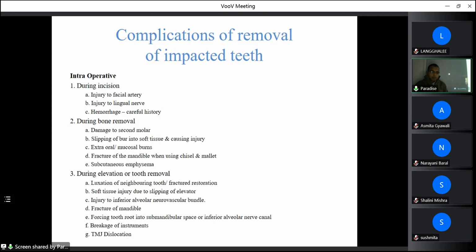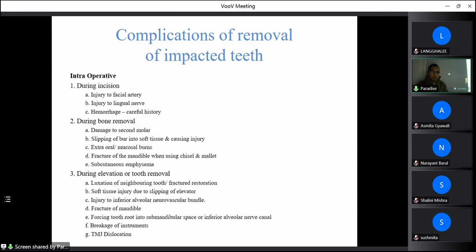Next is slipping a bur into the soft tissue and causing injury. Extraoral mucosal burn: what happens whenever you are using a straight handpiece micromotor? If you are doing the surgery for a long duration, the micromotor handpiece may get heated and it may cause a burn or bone injury over the lips area. So that's also something you have to take care of.